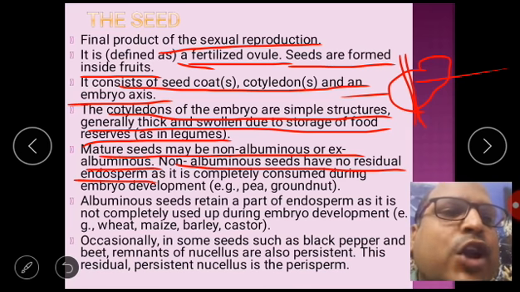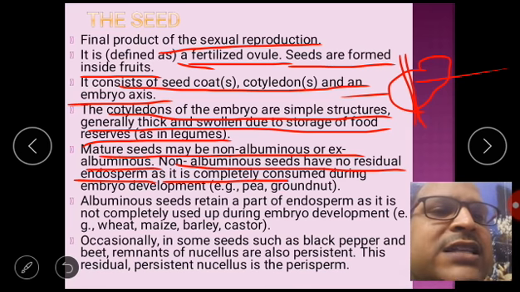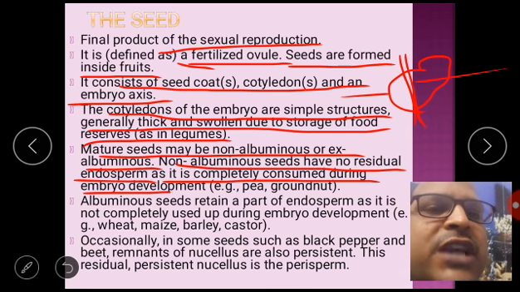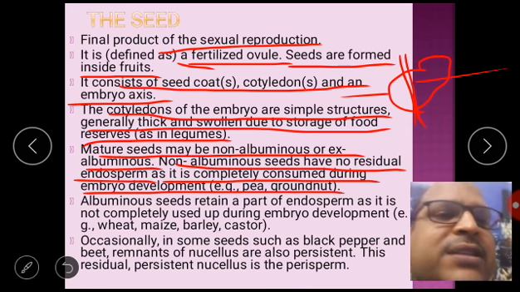Non-albuminous seeds will not have any endosperm, as the endosperm is completely consumed during embryonal development. For example, in pea, groundnut, pulses.